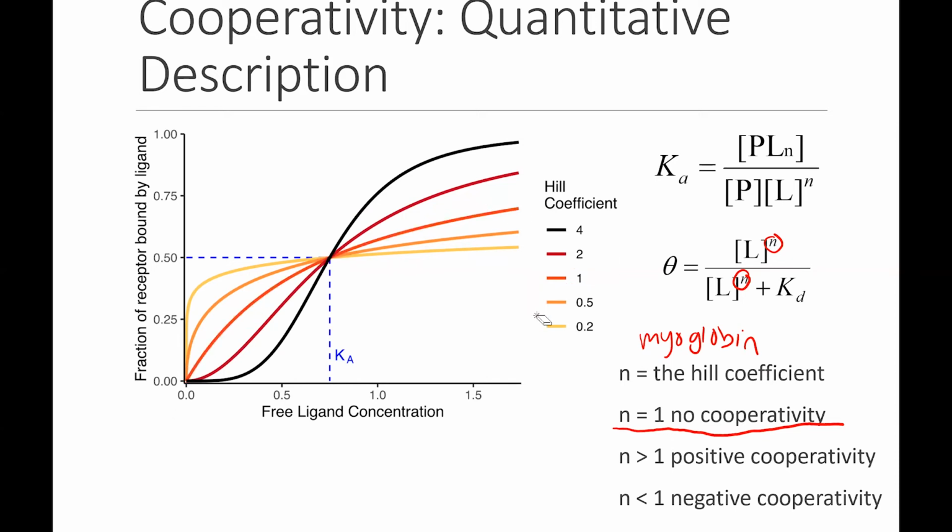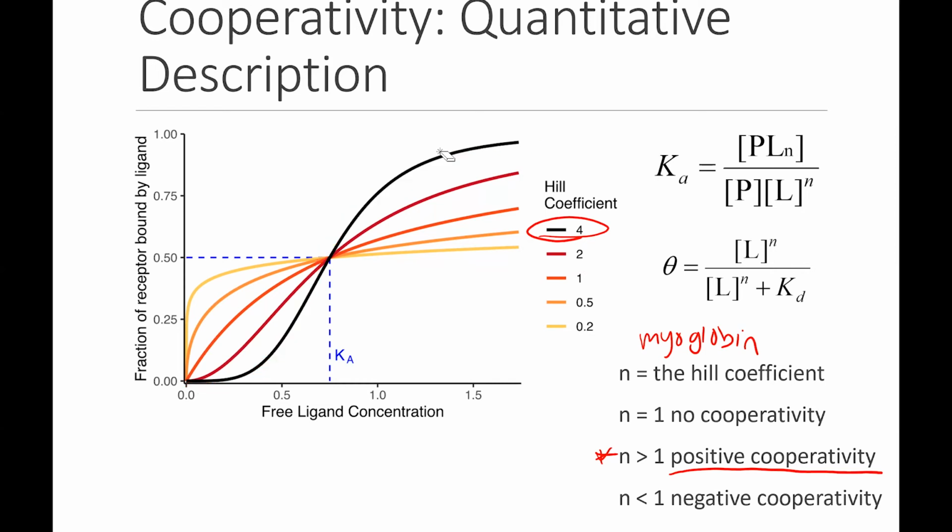Now, what happens if you change the cooperativity to either being more positive or more negative? Well, when you have a more positive cooperativity, so for example, our N equals 4 here. So when N is greater than 1, you have positive cooperativity. And you see you actually have this more sigmoidal shape.